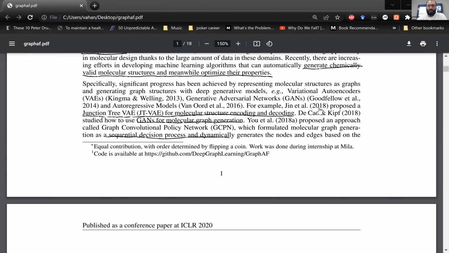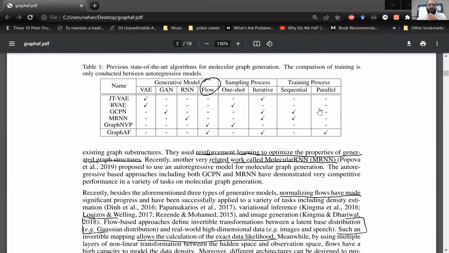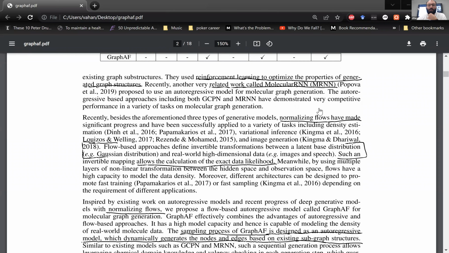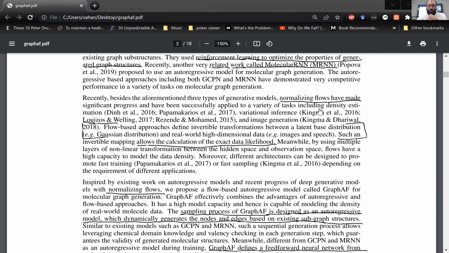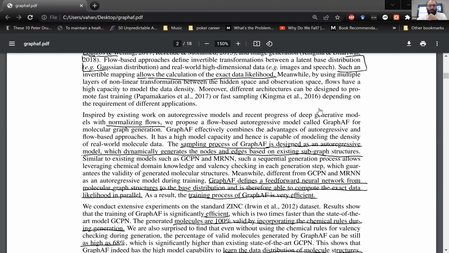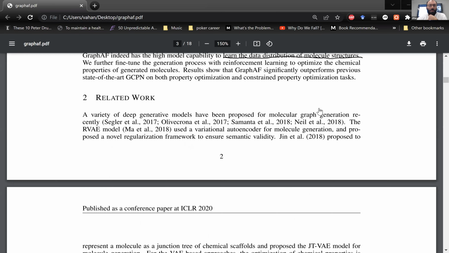Cool. Any other comments? Anything else I missed that's important? I don't think so. Cool. So that's about related work.